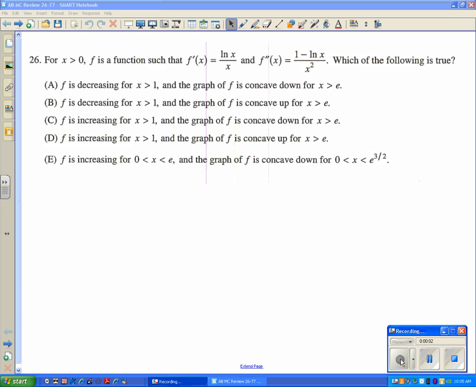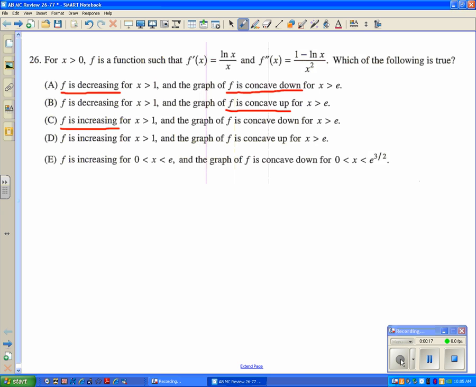There's a lot going on in this particular problem. If you look at the answers, you notice that we're talking about when the function is decreasing or increasing. We're also talking about when the function is concave down or concave up. Well, we've got exactly what we need to determine whether it's increasing or decreasing. We have the first derivative. We have the second derivative, and that will help us to determine whether it's concave up or concave down.